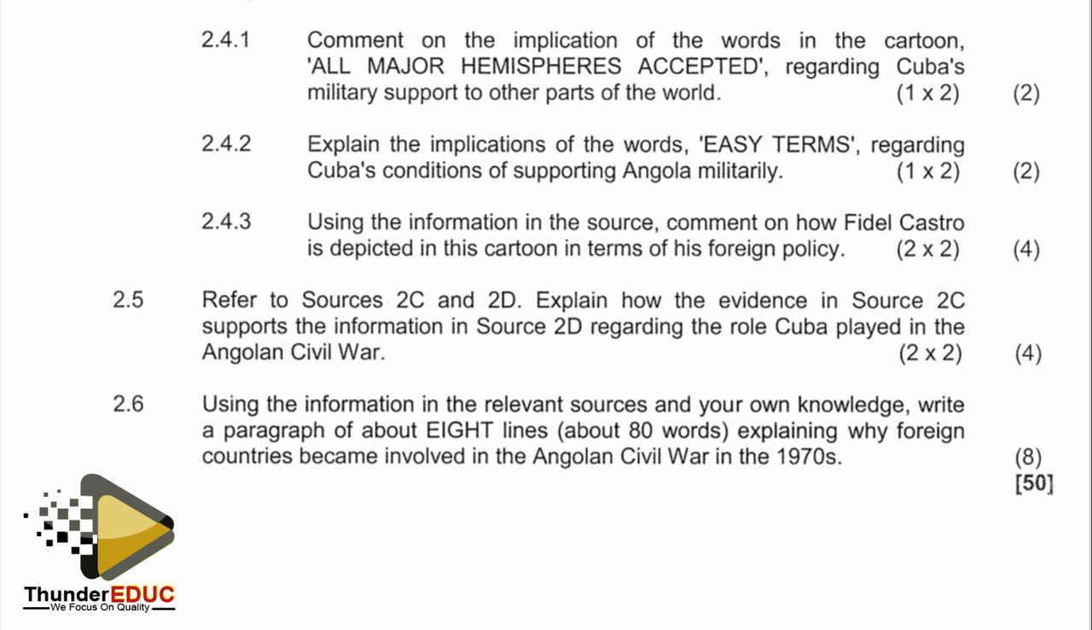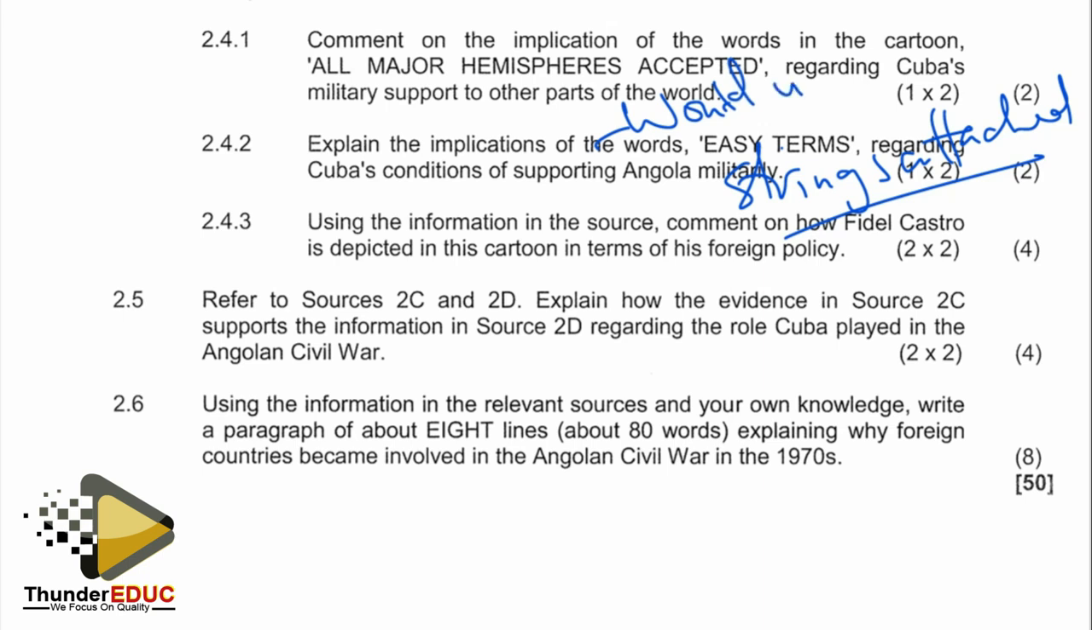Right. Those terms mean the support that was offered by Cuba did not have many strings attached. That is the implication of that. The support that Cuba offered did not have many strings attached. They were not attaching strings to their help. It was just easy to get support without so many complications and so many demands to be fulfilled. And also we can say Cuba would give unconditional support.